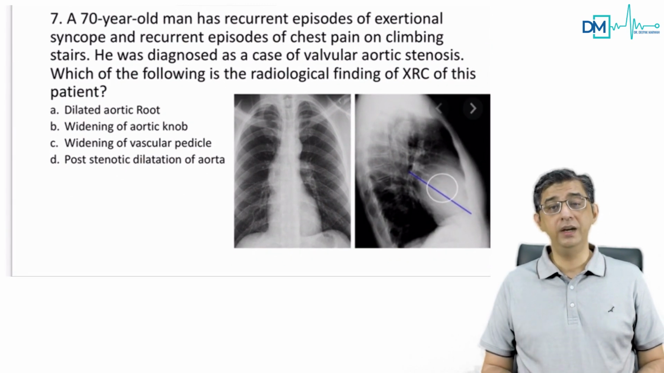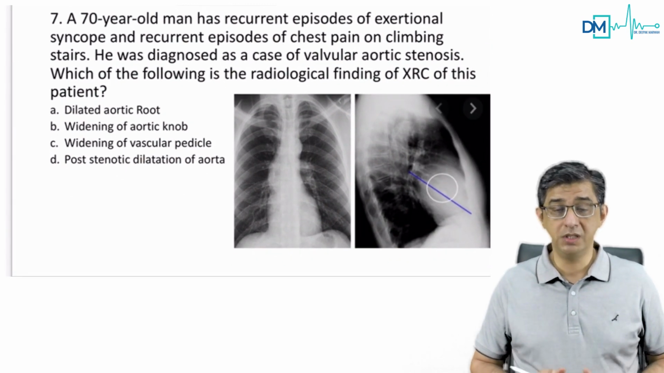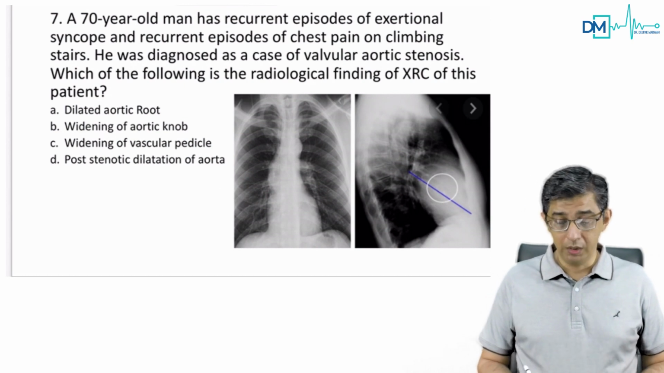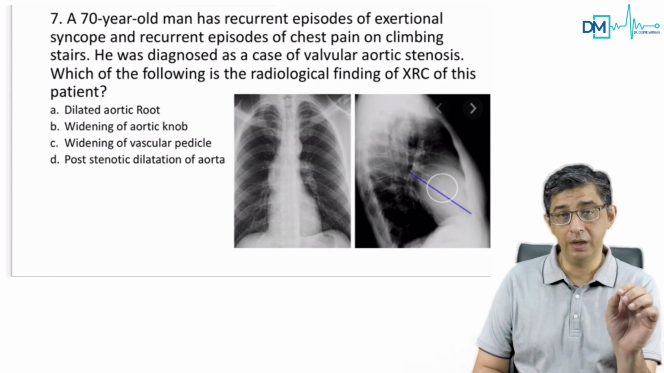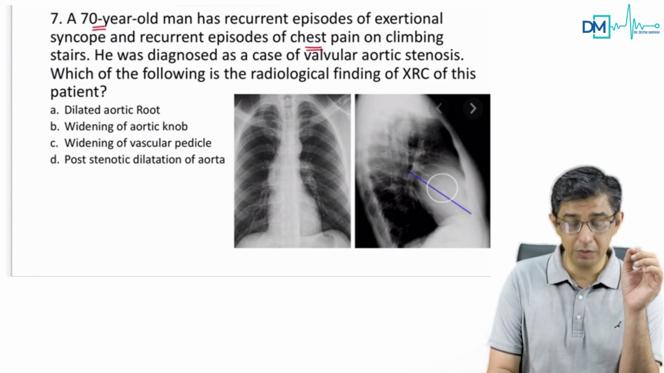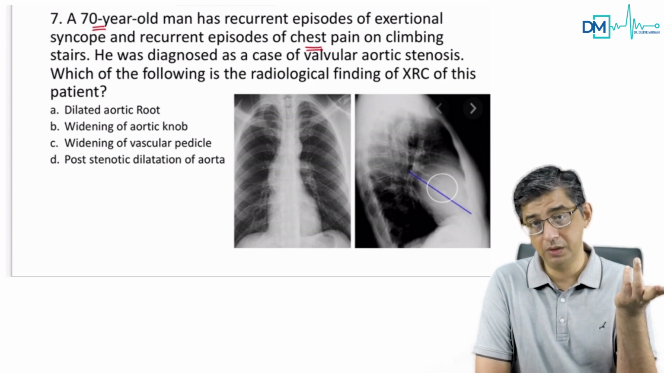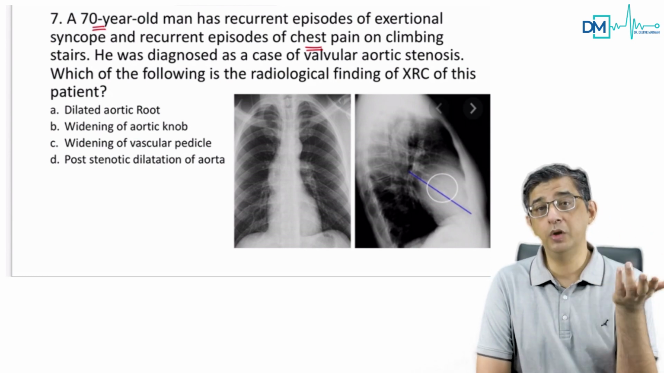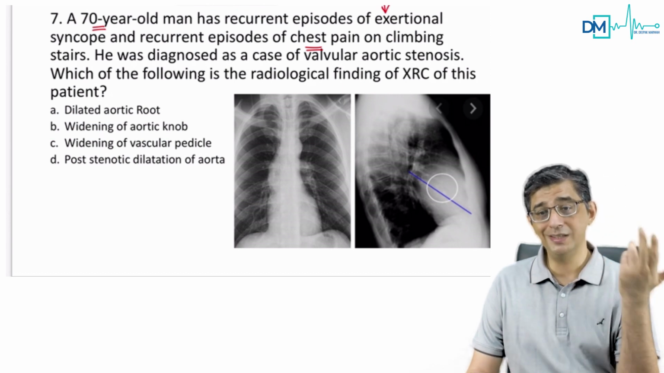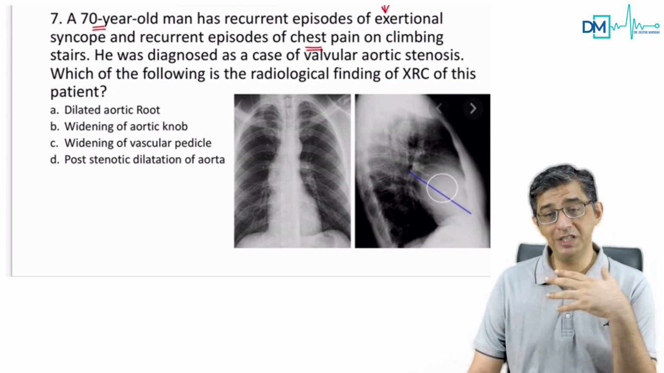The next one was slightly a difficult one. This talked about a 70-year-old man with recurrent episodes of exertional syncope. One, the moment you read about an old man and you think that there is a chest pain occurring, you have to think in terms of possible blockages in the coronary artery of the person. But people who are having blockages in the coronary artery usually present to you not with exertional syncope, they usually present to you with chest pain.